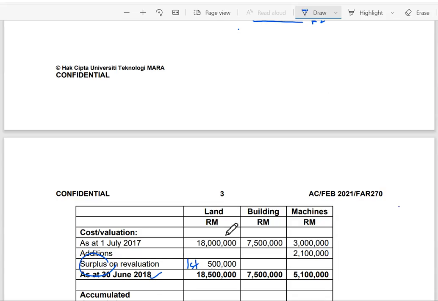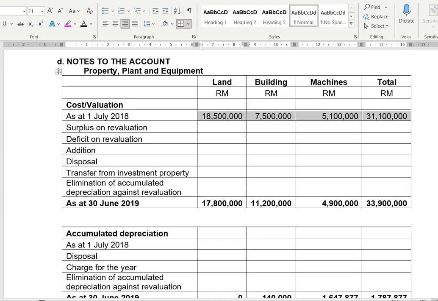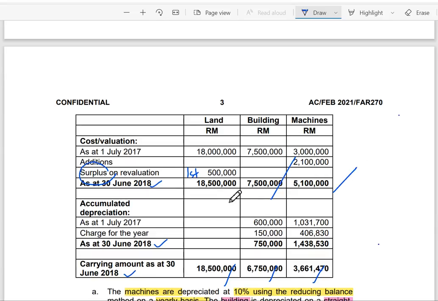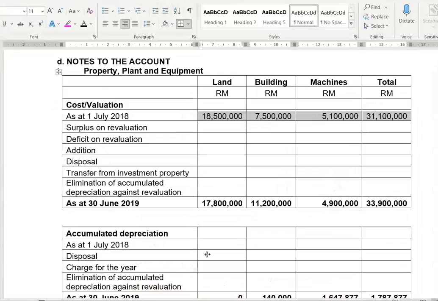Where is it? This is the one. 7.53 million. Just take that. For the machine, it would be different. Okay, because this is the figure. Sorry, 1, 2. Take the one at the end of the year. 18.5, 7.5, and 5.1. Put it here and get the total.